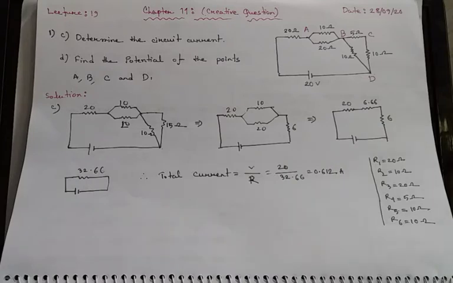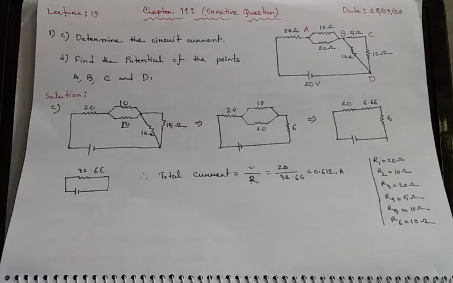And what are the questions according to this circuit? The first one is to determine the circuit current, and the second one is to find the potential of points A, B, C, D. Sometimes the questions come in such a way that you have to find the potential of some specific points, just like this one. But sometimes the questions also come in another way: you have to determine the current for a specific branch. So we will discuss these methods here.